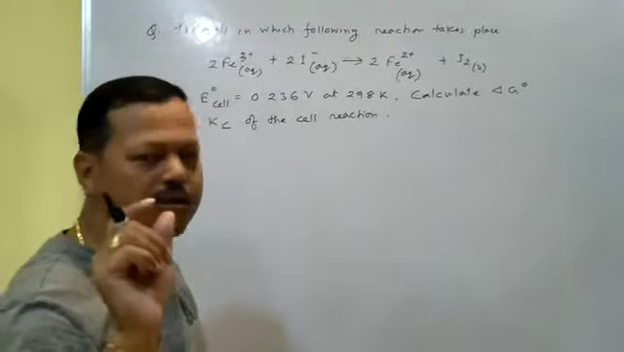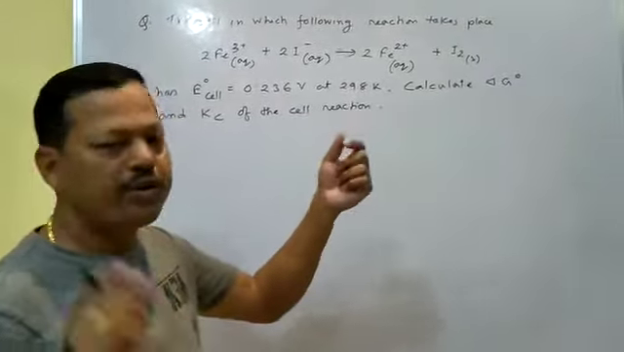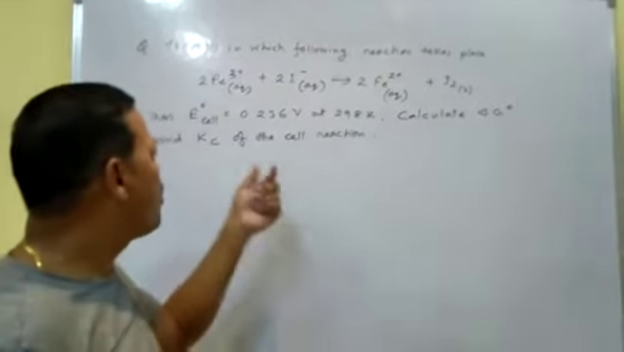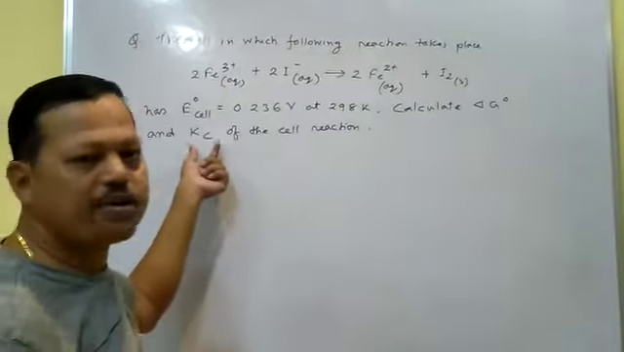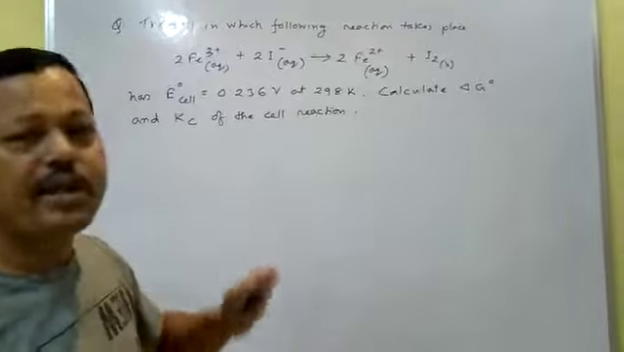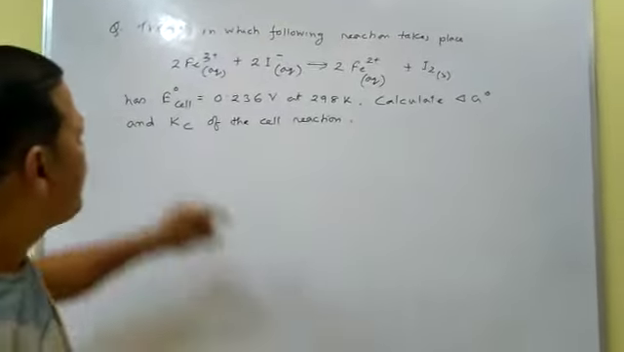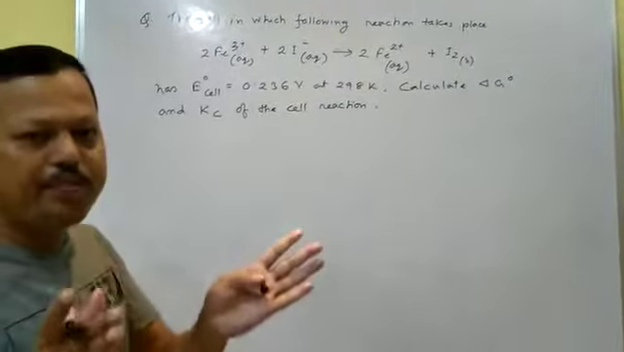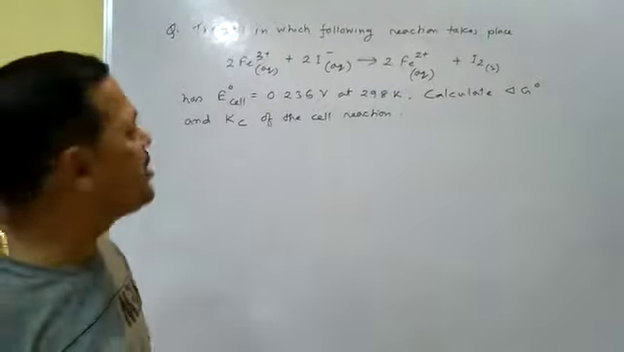Already I have given the relation between the E0 cell and delta G0. Already I have given the relation between E0 cell and Kc. So by applying that equation you can find out. Here the cell reaction is given, cell representation is not given here, reaction is given.